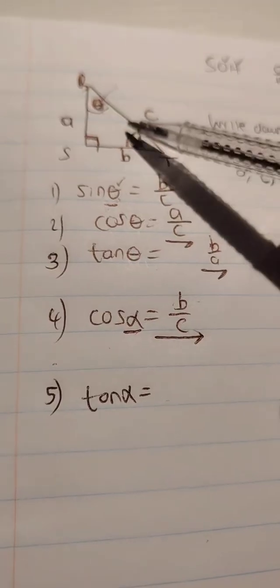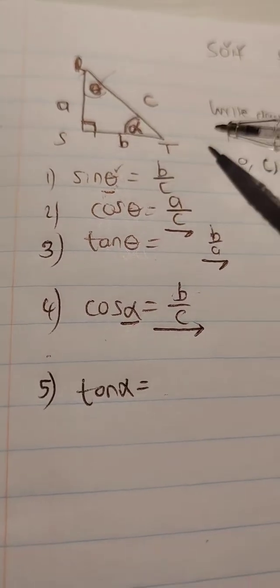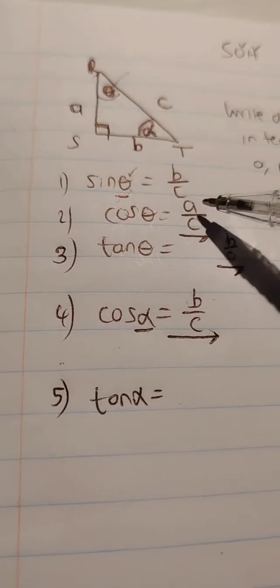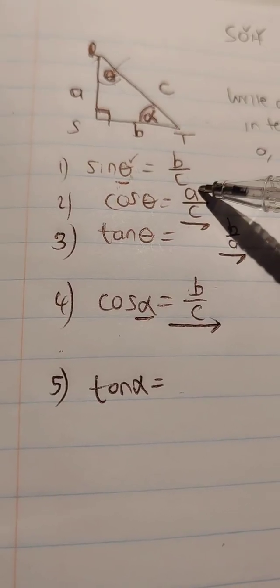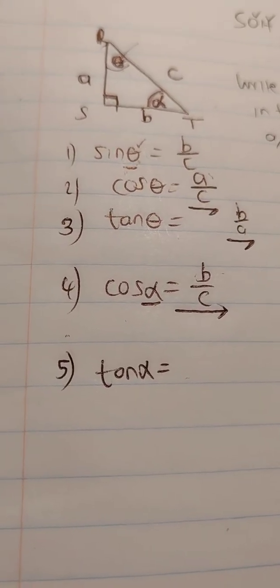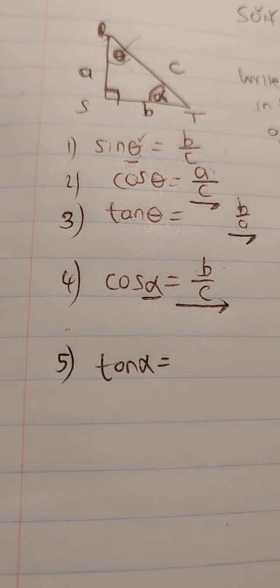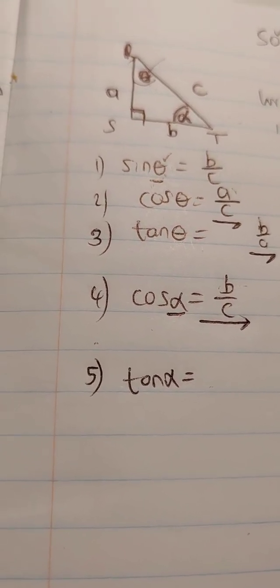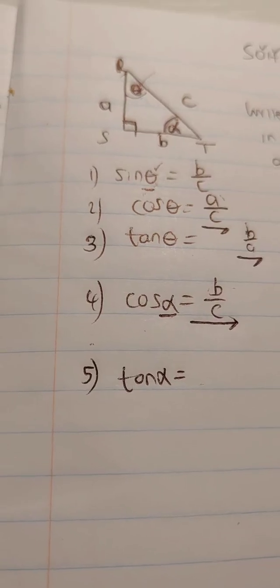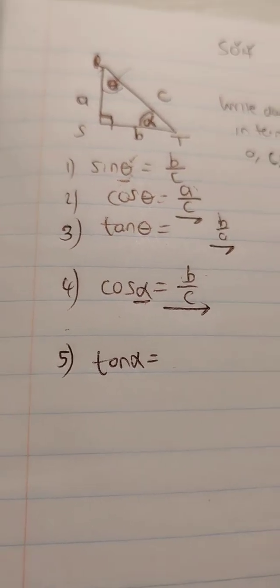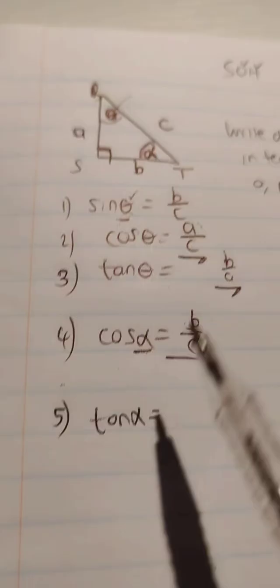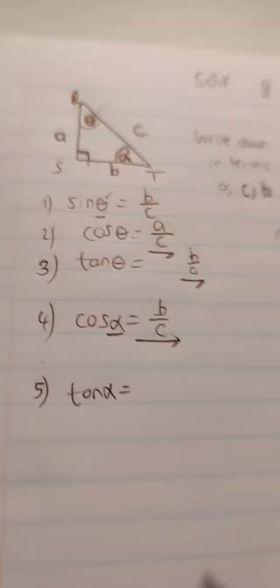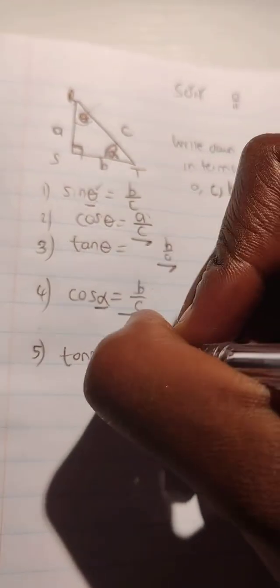Okay. Who is opposite alpha? It's A, yes. Who is adjacent to alpha? It is B. Very good. The one who is adjacent is B. So if we write down now the ratio in relation to A, B, and C, tan of alpha is A over B.